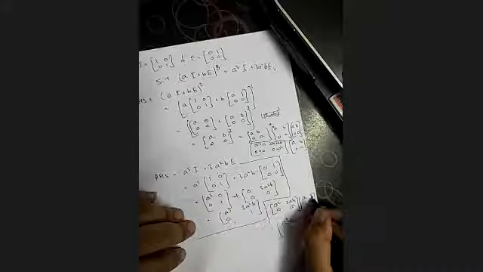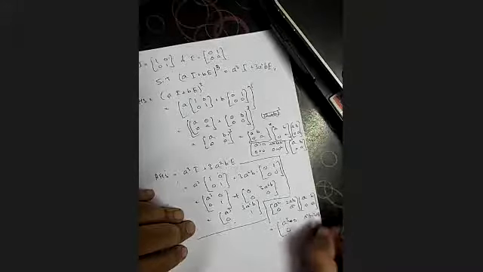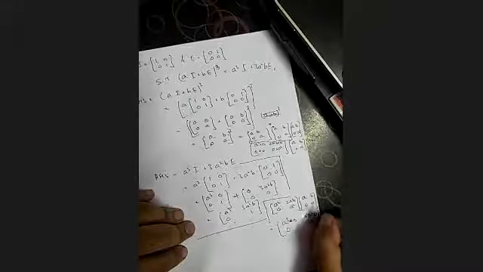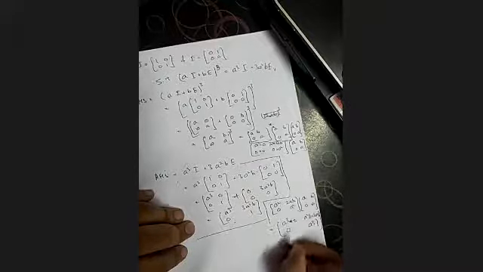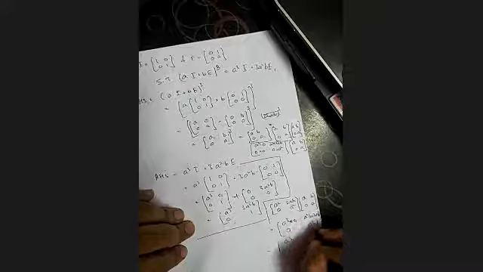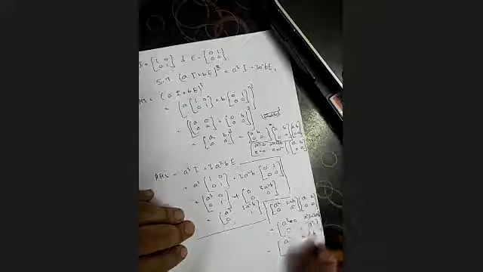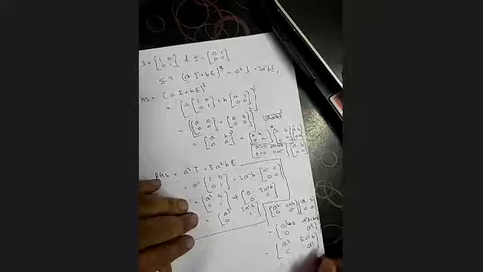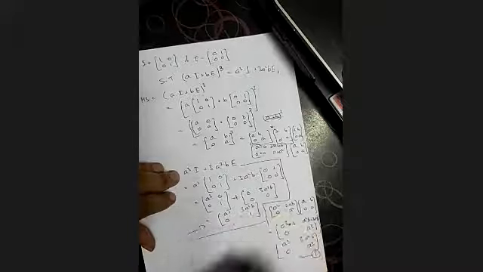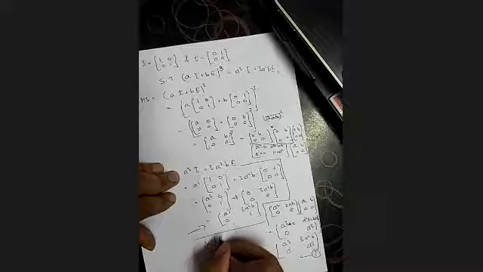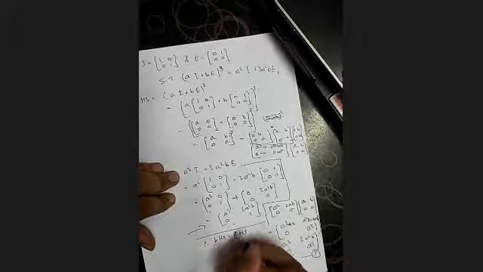0 into A will be 0, A square into 0 will be 0, 0 into B will be 0, A square into A will be A cube. Now A square B plus 2A square B will be 3A square B. 0 is 0, A cube is A cube. So this was your LHS and this is your RHS. Hence LHS is equal to RHS.